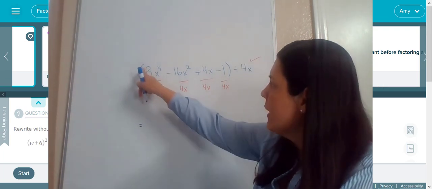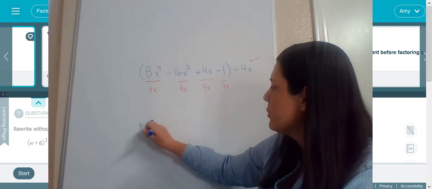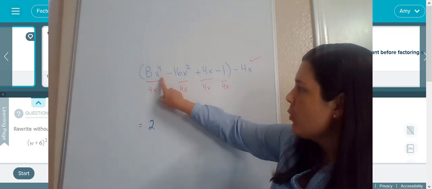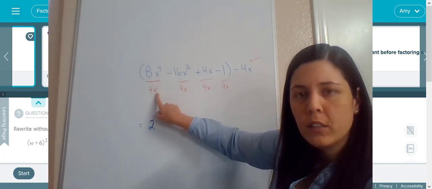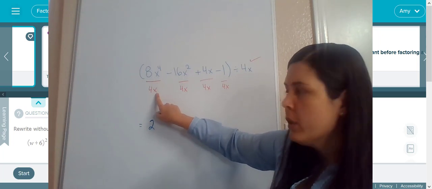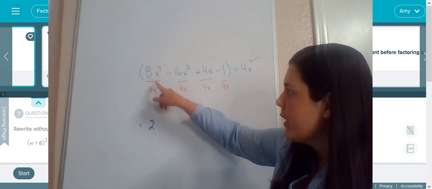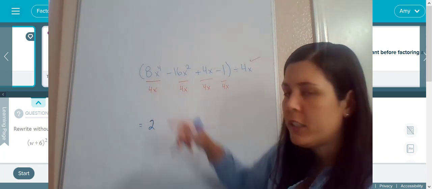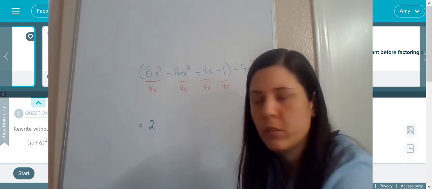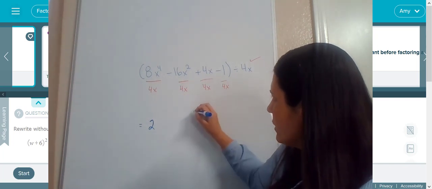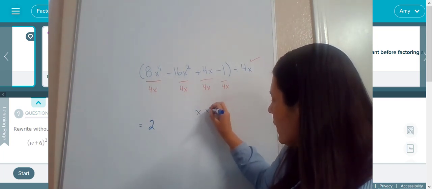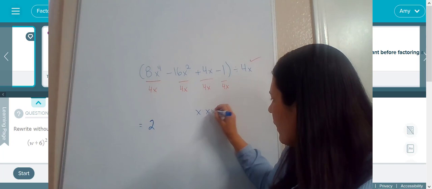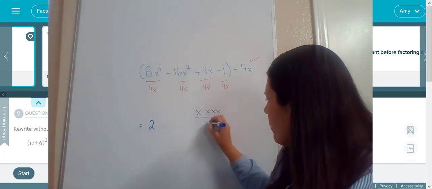Start with the coefficients. 8 divided by 4 is 2. X to the 4th divided by x. What you can think about here, and I'll show you, is how many x's are getting eliminated or canceled. But the shortcut is subtracting the exponents. Okay. But real quick, this is what's happening. X to the 4th means 4 x's are getting multiplied. And then 1x on bottom.